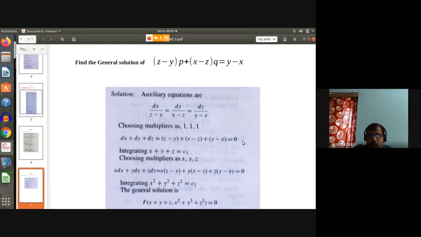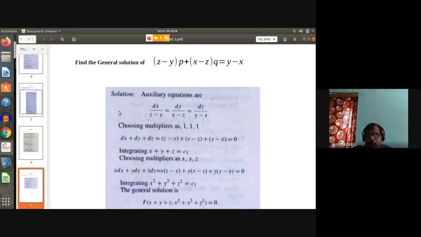Now, to get another solution, again we have to make some suitable multiplication, because z minus y, x minus z, y minus x are the terms. So if you multiply the first term by x, the second term by y, the third term by z, then by symmetry of the terms, the sum is 0. Is that clear? x into z minus y plus y into x minus z plus z into y minus x. That is also 0. So we make that proportionality ratio, that is x dx plus y dy plus z dz divided by x into z minus y plus y into x minus z plus z into y minus x.